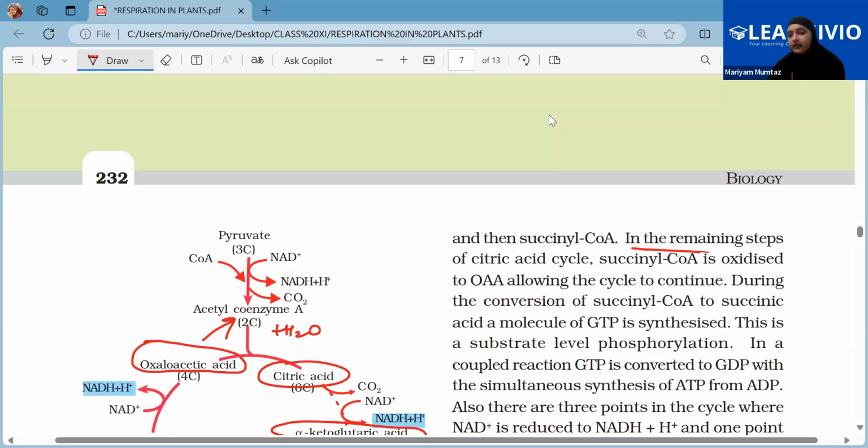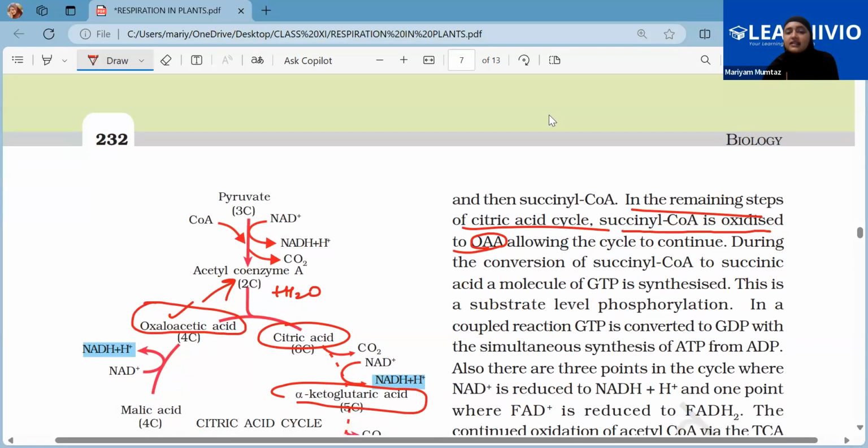Now, in the remaining steps of citric acid cycle, succinyl coenzyme A is oxidized to oxaloacetic acid. Again, it forms the oxaloacetic acid because ultimately it is a cyclic process. And if oxaloacetic acid cannot be synthesized, then the cycle will not keep on going. So that the cycle keeps on going, the oxaloacetic acid is synthesized again.